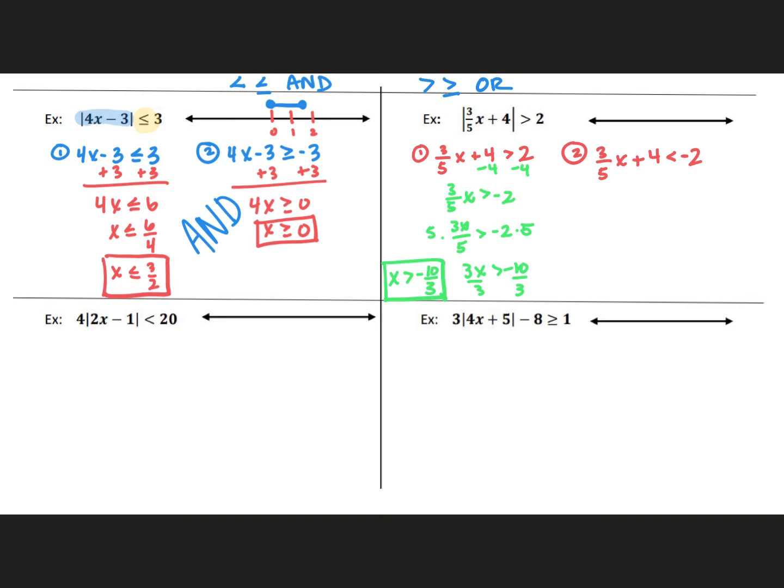So here on the second one, subtract 4 once again, and I'll get 3x over 5 is less than -6. Multiply both sides by 5. 3x is less than -30. Divide by 3, and x is less than -10.